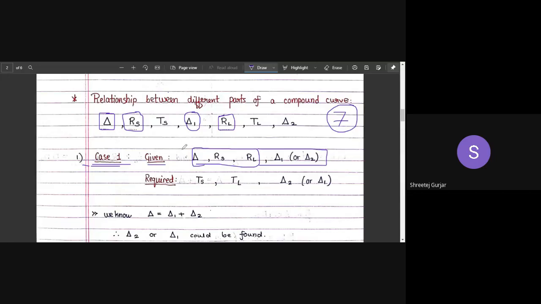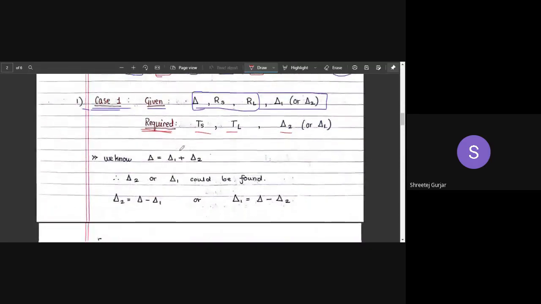So what are the remaining variables which you have to determine now? You can see TS, TL and delta 2 are the remaining variables which we need to calculate. So they are written under required: TS, TL and delta 2. So this is the first case. Now we are dealing with the first case.